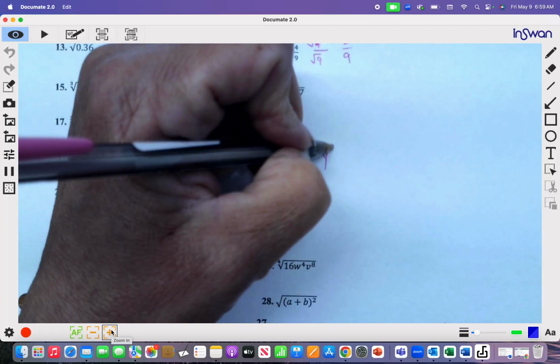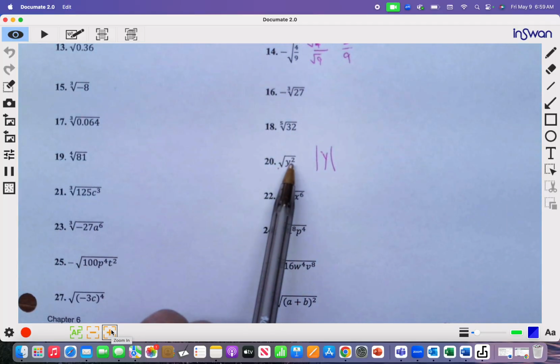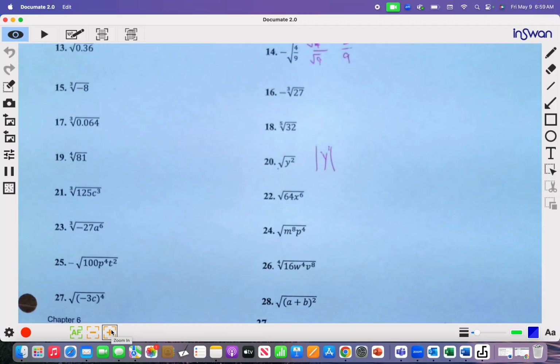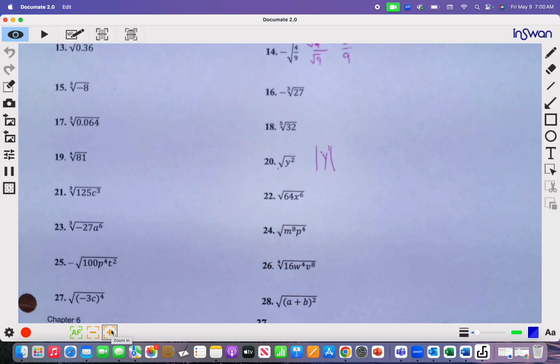So the final answer here is the absolute value of y. The rule is if we start off with an even and we wind up with an odd, because don't forget there's really a 1 here and 1 is odd, then we need the absolute value. And again, I explained in class that it has something to do with the negatives. So how are we going to remember this? We're going to remember the word Oreo, E-O at the end. If it's even, then odd, then we need the absolute value.